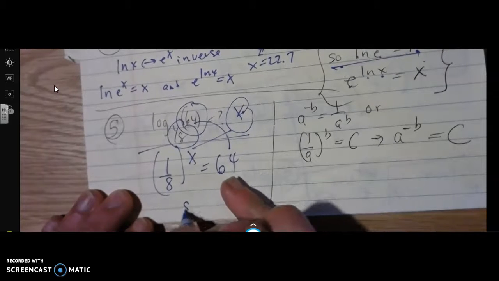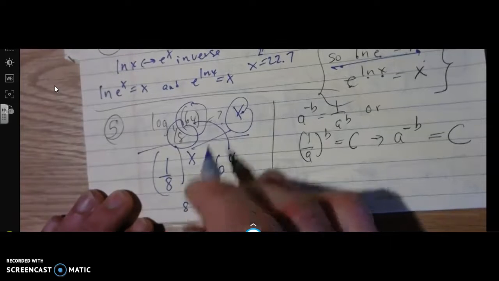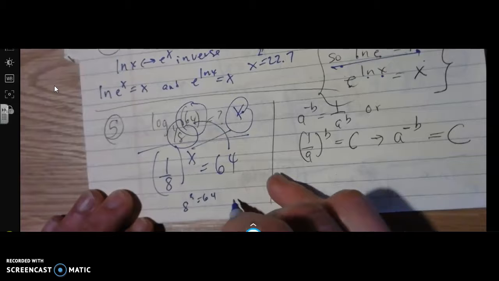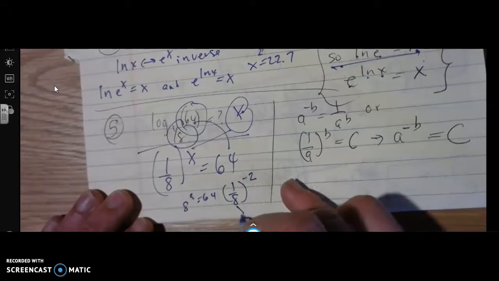Well, we know that 8 to the 2nd power equals 64. So therefore, instead of a positive 2, it's going to be a negative 2. So it's going to be 1/8 to the negative 2. So therefore, x equals negative 2.